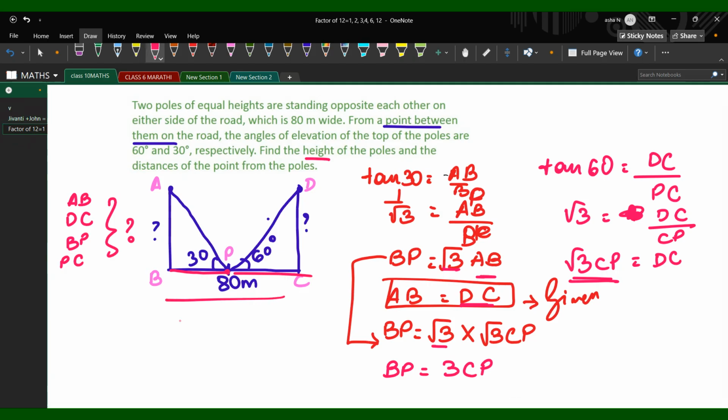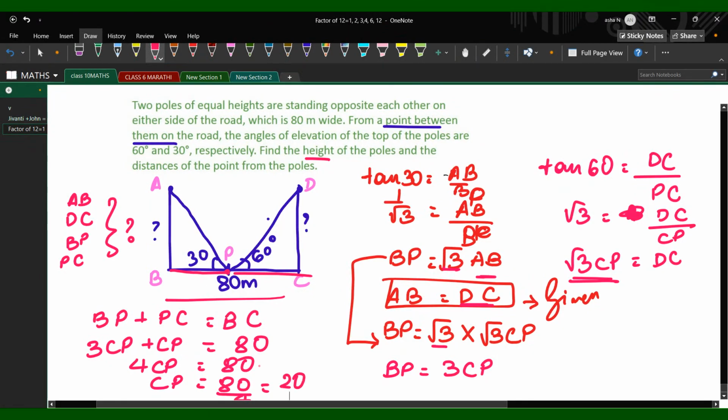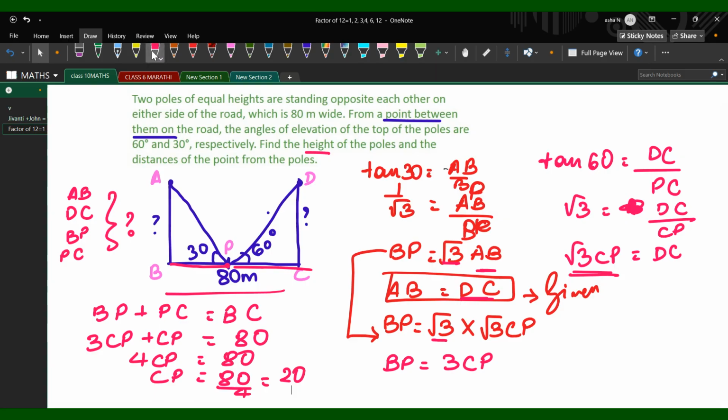Now look at this. We know BP plus PC is equal to BC, which is 80. BP we will write as 3 CP, plus CP or PC, which is equal to 4 CP, which is equal to 80. So CP is equal to 80 upon 4, which is 20. So we got CP as 20. So how much will BP be? BP will be 3 times CP, which is 20, so it gives the answer 60. So it is 60 and 20. This part is clear.